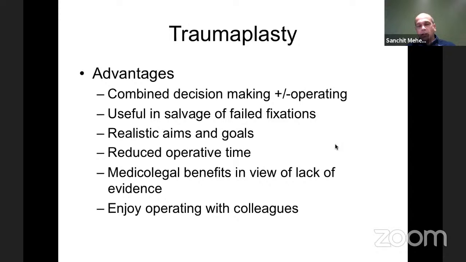So fix the fracture, and then you can get away with a smaller length of stem as against going into the distal femur. Always think about your next operation. Advantages of this is combined decision-making and operating. It's fun operating with colleagues. It takes the stress out of the situation. These are tricky cases to fix. It's useful in salvage of failed fixation. It has medical legal benefits. And then it definitely does reduce the operative time.